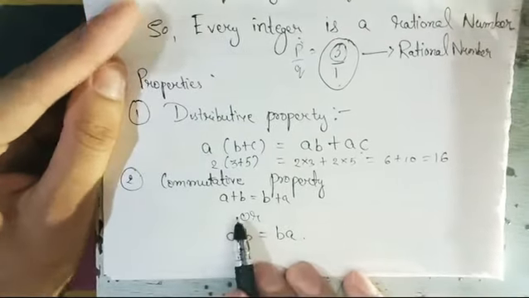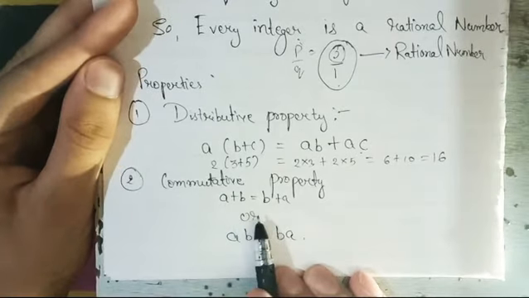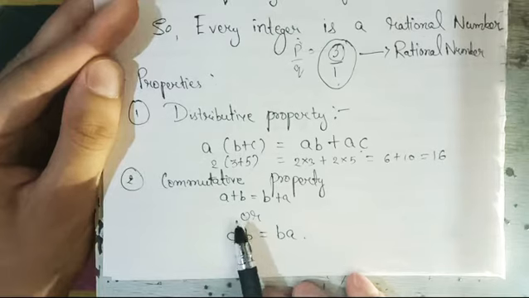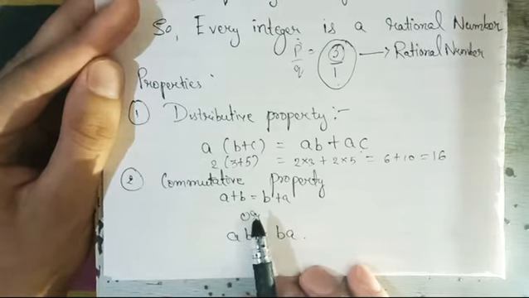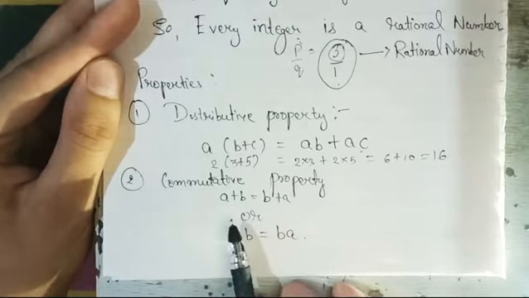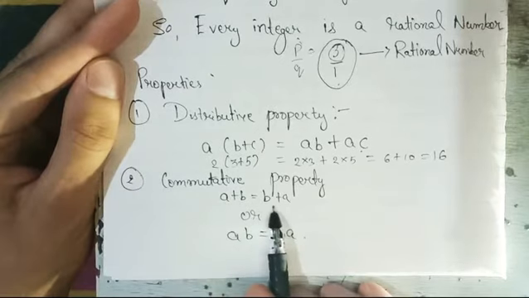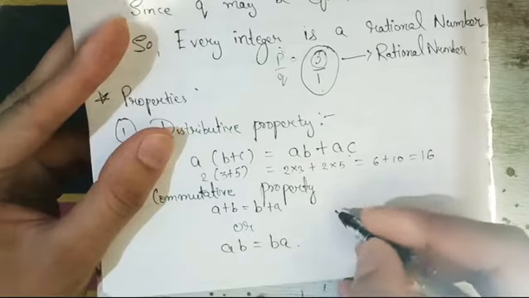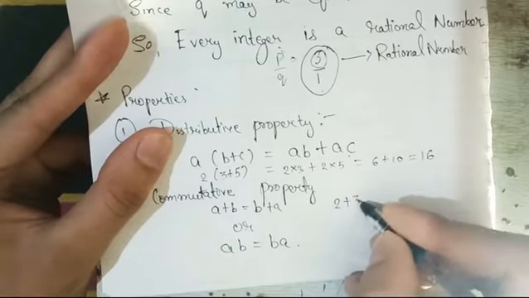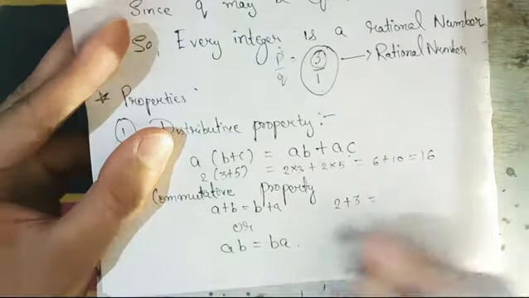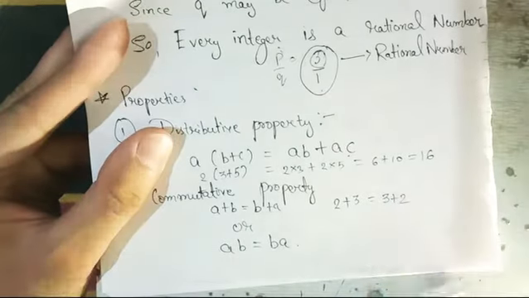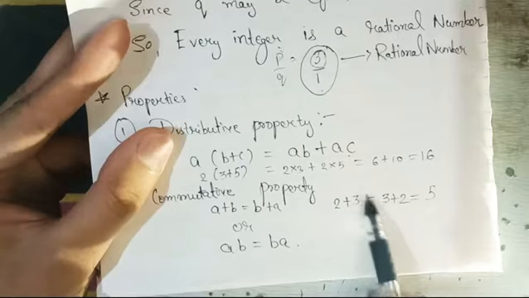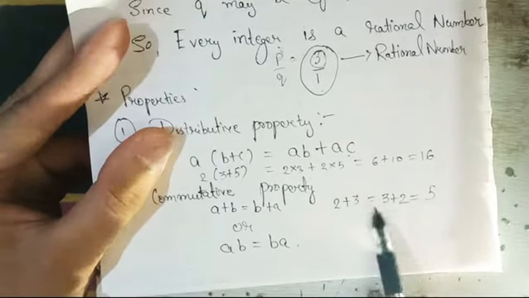Commutative property. Suppose a and b are two integers, or we can say rational numbers. Suppose we are adding them: a plus b is equal to b plus a. Suppose I am writing here 2 plus 3, and here I am writing 3 plus 2. What will be the answer? The answer will be 5. That means 2 plus 3 I can write as 2 plus 3 also and 3 plus 2 also.